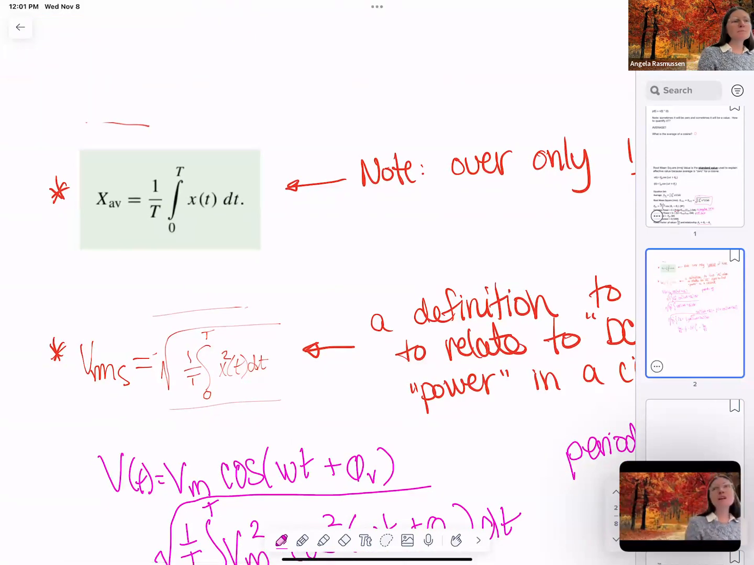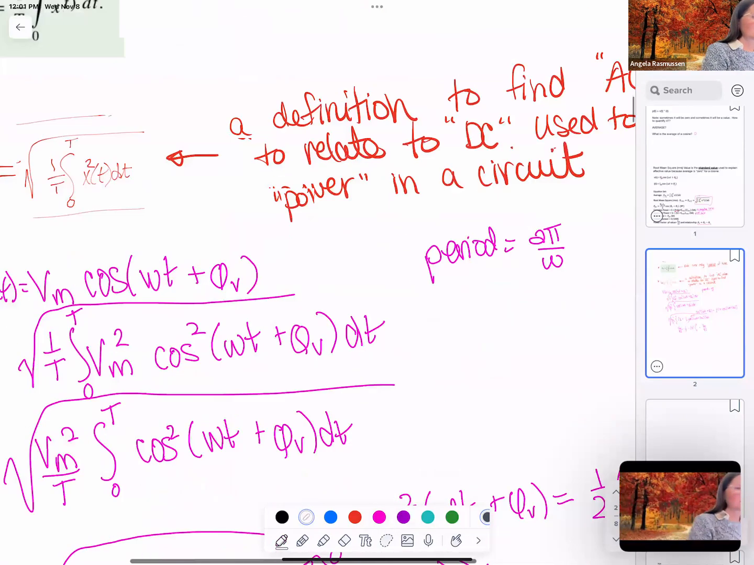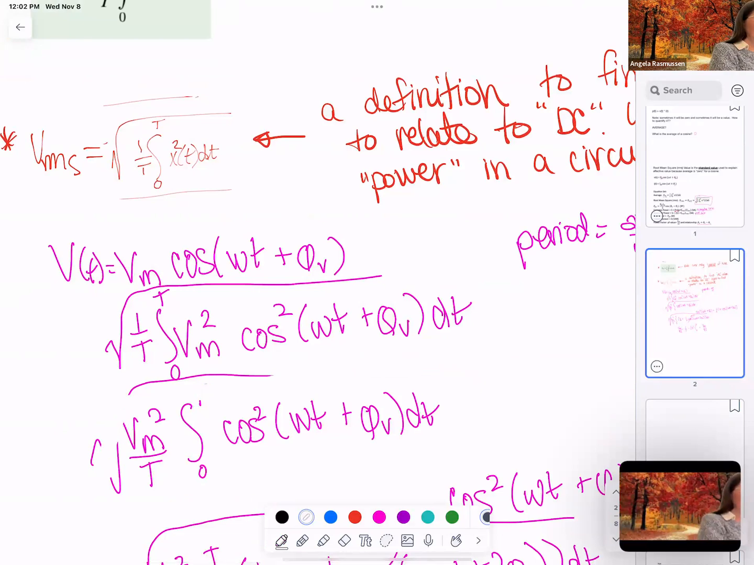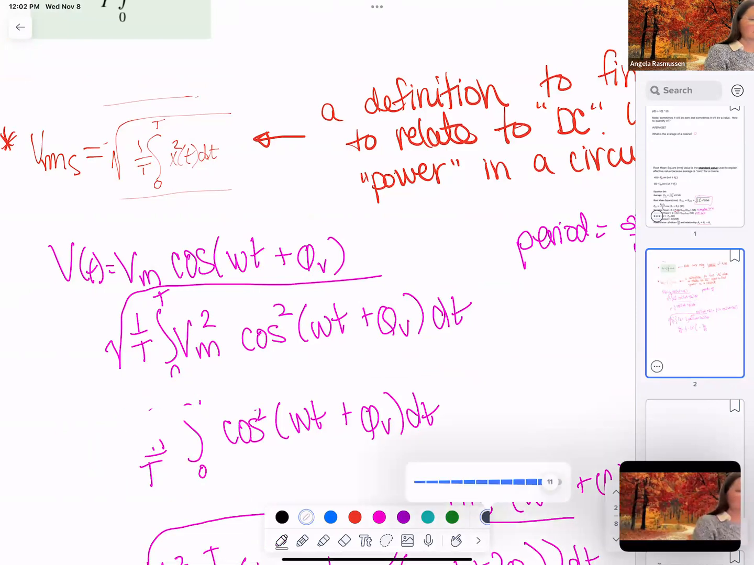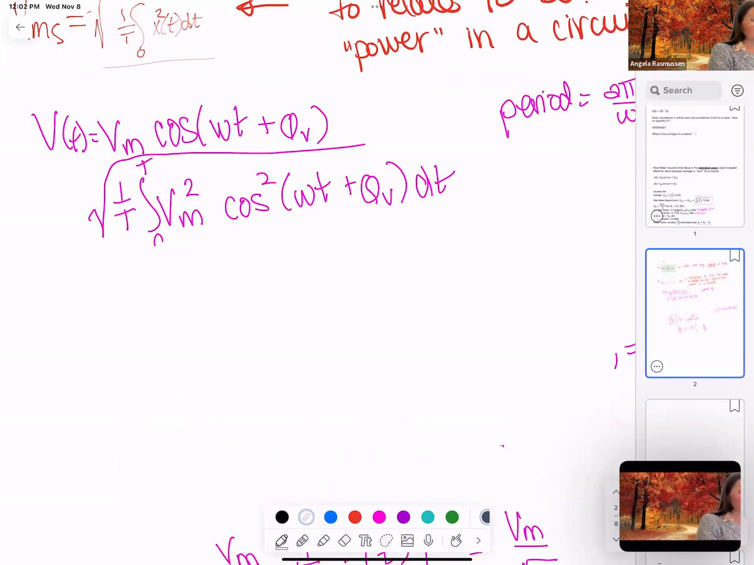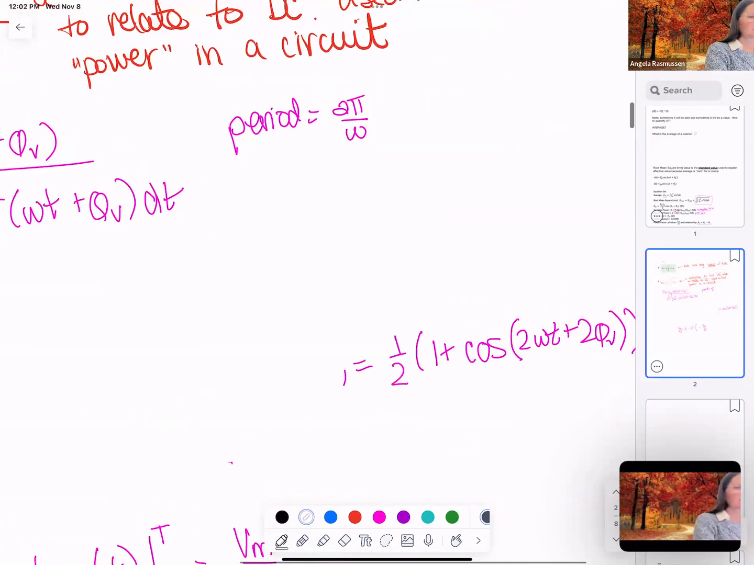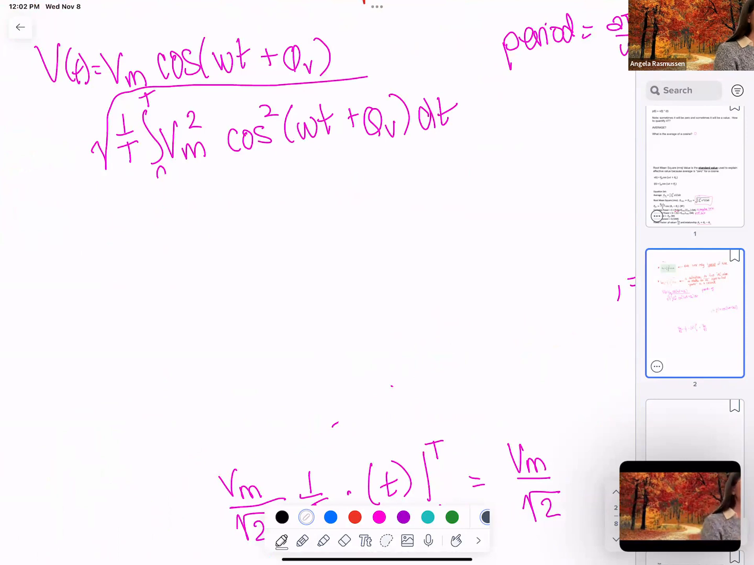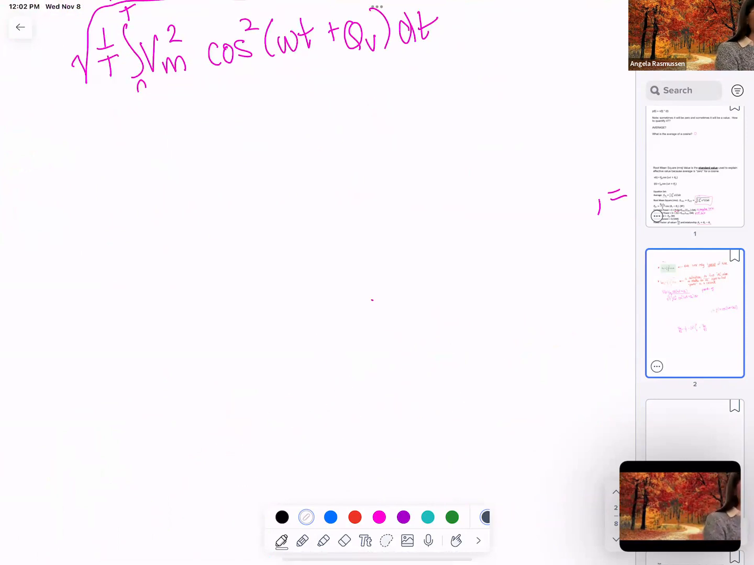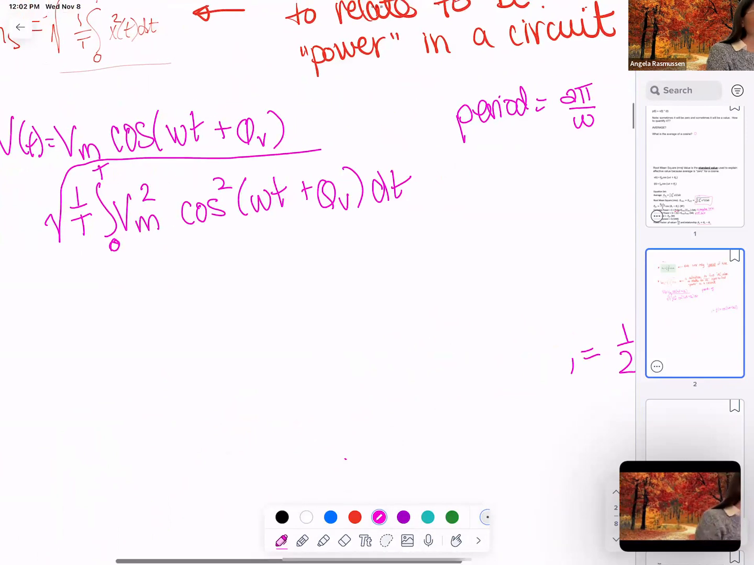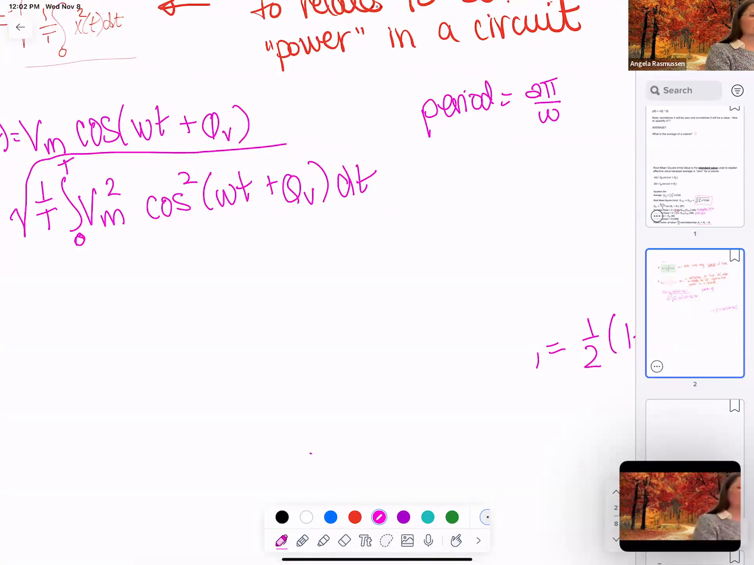Okay, so if v of t is just Vm cosine. Cover this for a minute. Sorry, I'm going to erase some of this. All right, so this is the equation for the root mean square: the square root of the average of v of t squared dt. And so that just puts cosine squared over one time period. And the period, which is not relevant here, is usually 2 pi over omega.